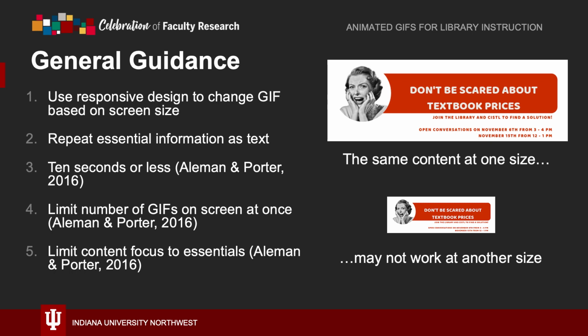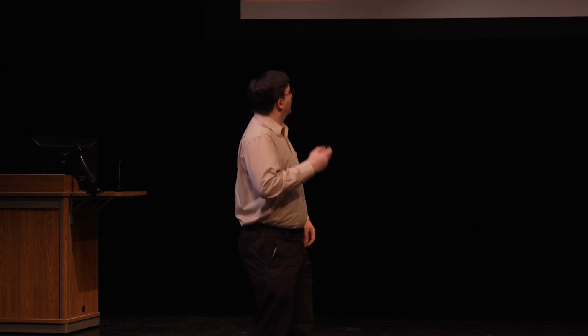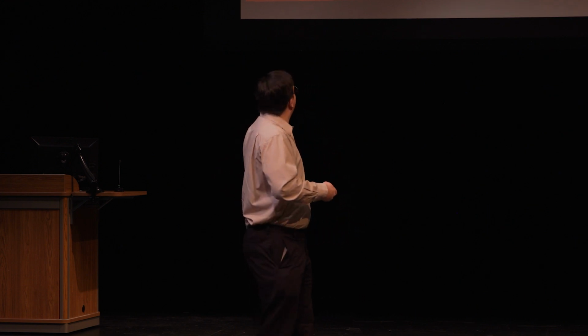In my view, you want to make sure that if you don't have the image, if it's not working for some reason, or if it's just loading slowly, that you have the text there for them to actually consult. The 10 seconds or less is the suggested time for it. Limit number of GIFs to 1 on screen at a time, because if you have like 5 different GIFs, all of a sudden you're like, where do I look at first?